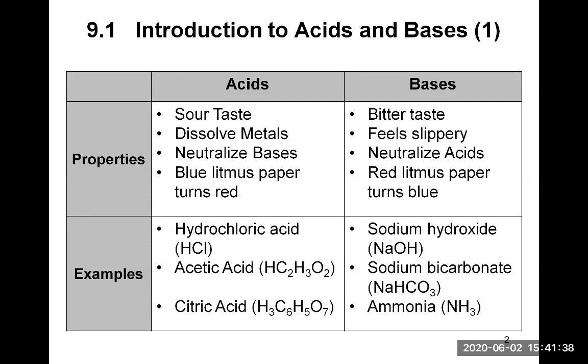Examples of common acids are hydrochloric acid, HCl, which is synthesized in our stomachs. So the stomach produces HCl to digest food. Acetic acid is another acid that you find in vinegar. And citric acid is an acid that you find in citrus fruits.